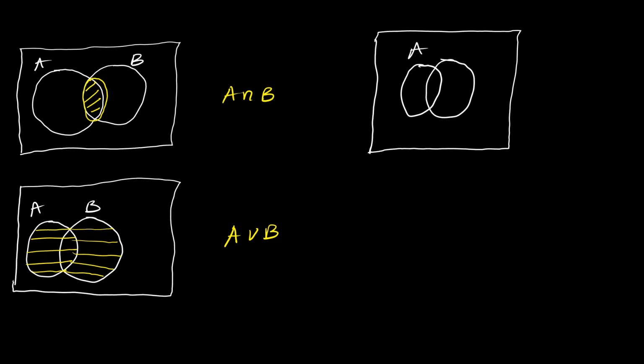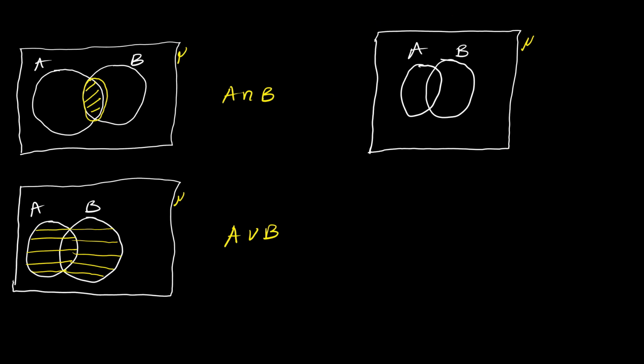This is set A and set B. So to show A complement, we are going to be using the universal set. Let me put this in this order too. So these are the universal sets U that cover everything that we have in these shapes.